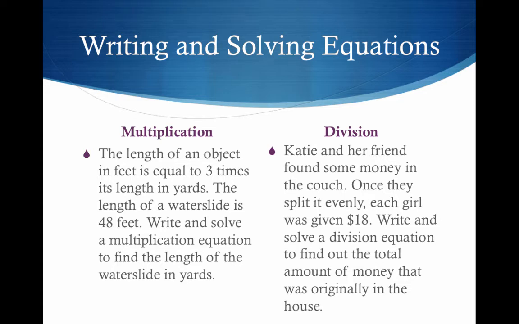So a nice thing about this one, it does tell us that we're going to have a multiplication equation, and we have 48 feet, so that means it's going to be equal to 48 feet. And then the top part says the length of an object in feet is equal to 3 times the length in yards. So we don't know how many yards the water slide is. So we're going to set up an equation to help us figure that out.